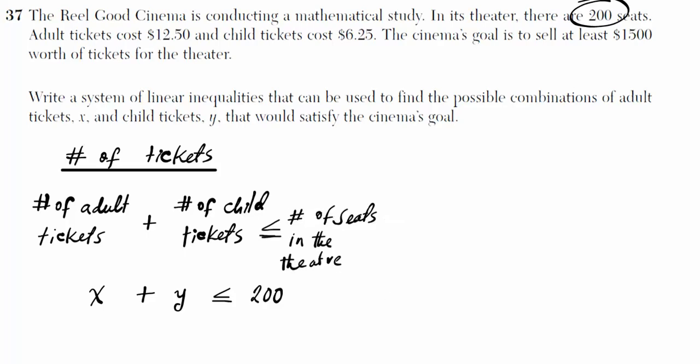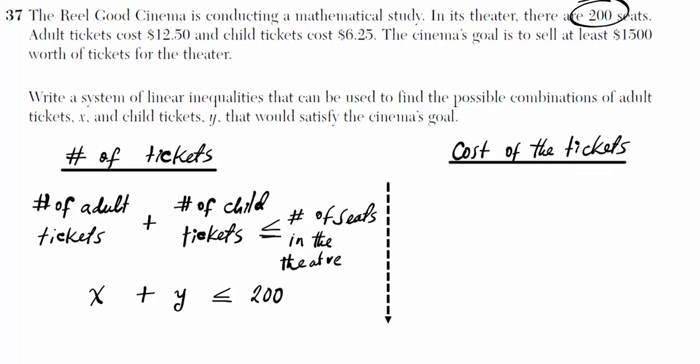All right, now let's take a look at the second set of variables, and this is basically the second linear inequality. That involves the cost of the tickets. Okay, in this scenario right here, we're looking for how much the theater is going to get by selling adult and child tickets at this unit price right here, this unit cost.